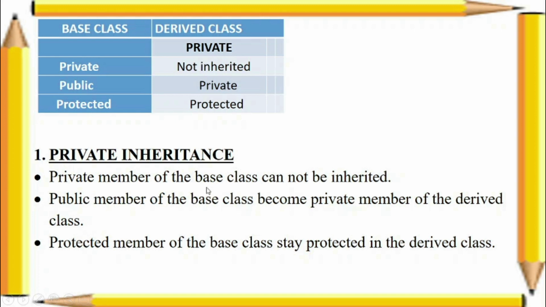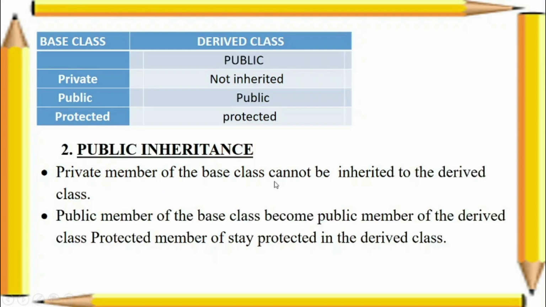See, private members of the base class cannot be inherited. And public members of the base class, when you are inheriting privately, will become private members of the derived class. That means these members also cannot be accessed outside. Public members will become private members of the derived class, and protected members will stay protected in the derived class. So this is the visibility mode when you use private. Clear?